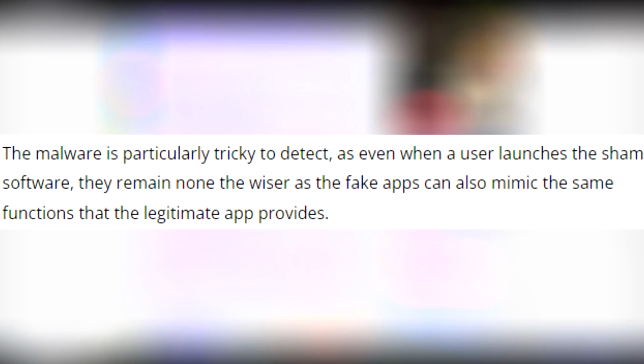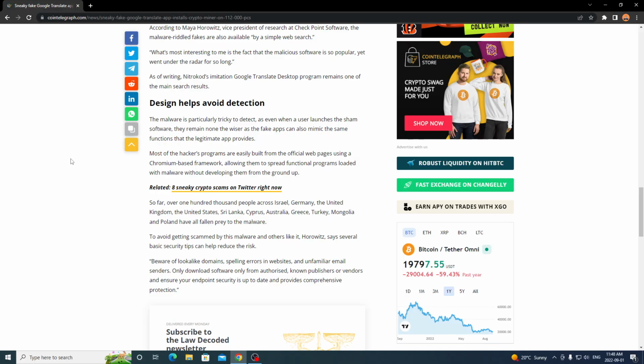The malware is particularly tricky to detect, as even when a user launches the sham software, like the scam software you can call it, they remain none the wiser, as the fake app can also mimic the same functions as a legitimate app provides. Say they download the YouTube Music desktop app, it will still produce YouTube Music and such, but it's just going to open up the web browser version, and it won't be any different from when you're actually using the legitimate app.